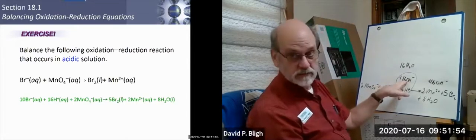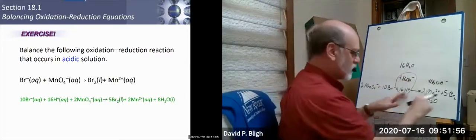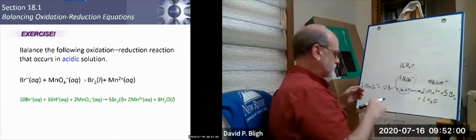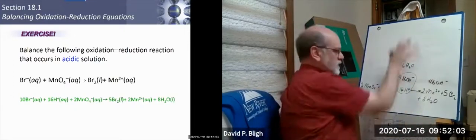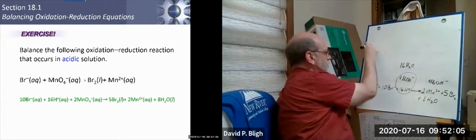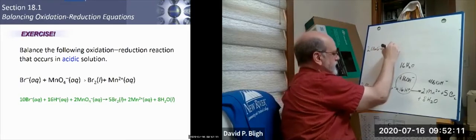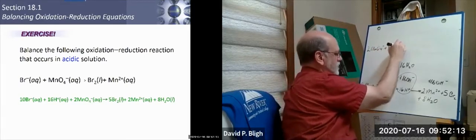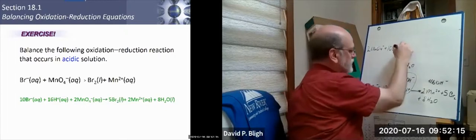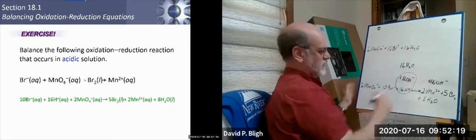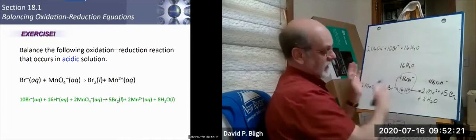Okay. Now we combine these, and that makes 16 waters, H2O. And on this side, they're just hydroxyls. So let's move these up here to MnO4 minus plus 10 Br minus plus 16 water. Okay. That's the reactant side. Now the product side.